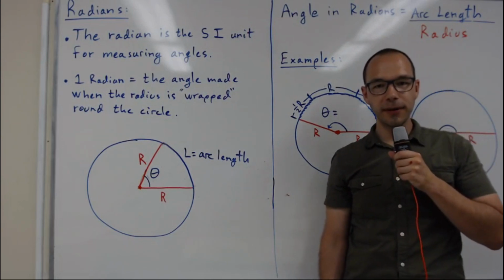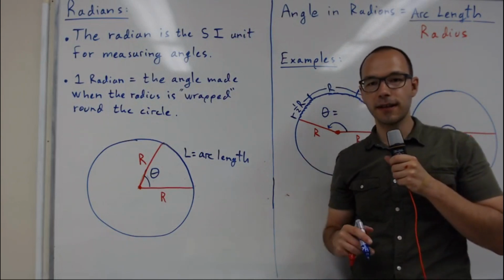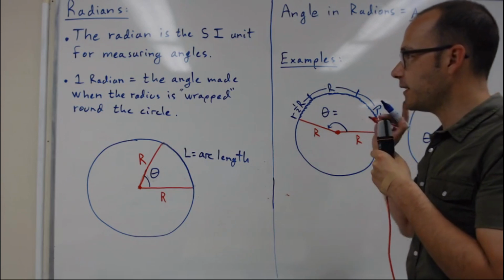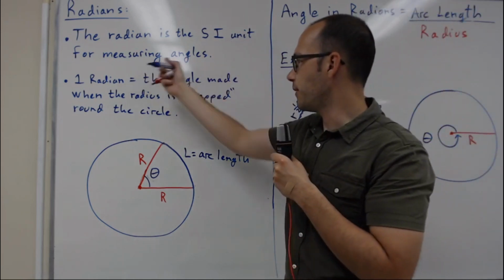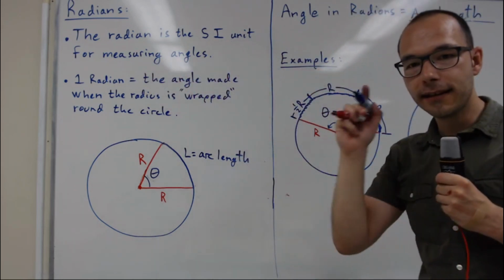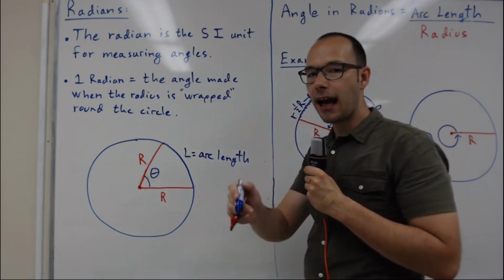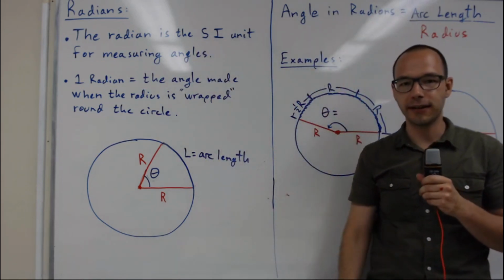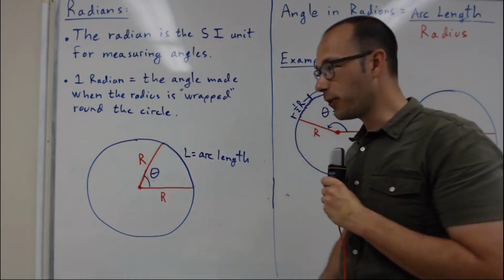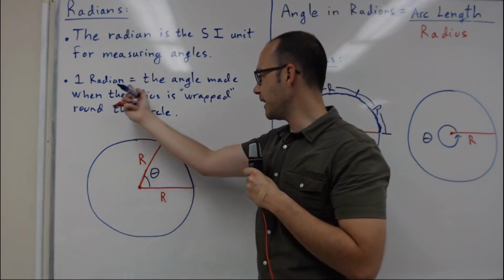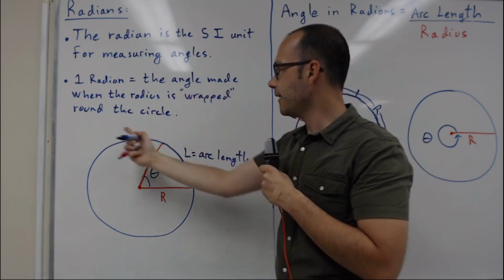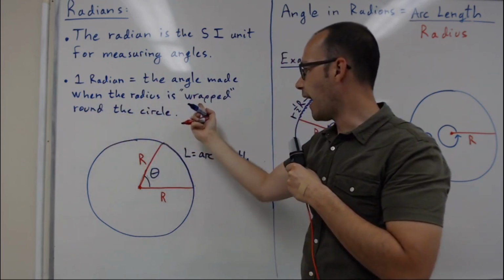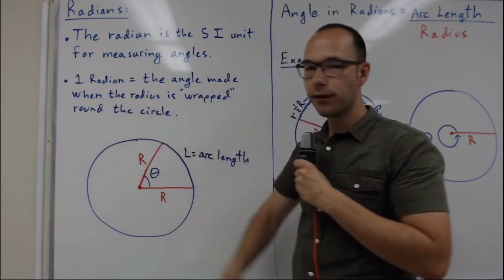Okay, so now I'm going to be talking about radians. And what is a radian? Well, a radian is a unit for measuring angles. And it's the SI unit, so it's the international unit for measuring angles. And what is 1 radian? Well, 1 radian is the angle made when the radius is wrapped around the circle.